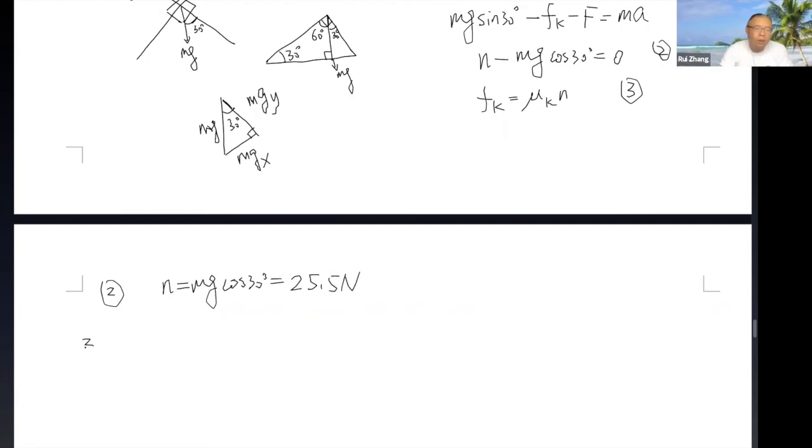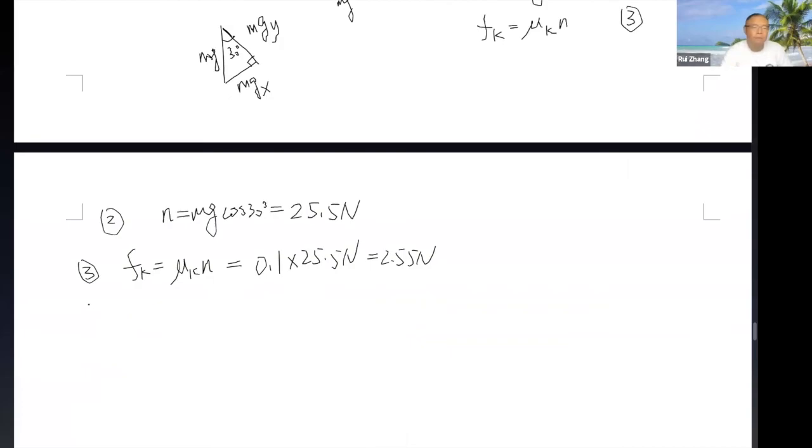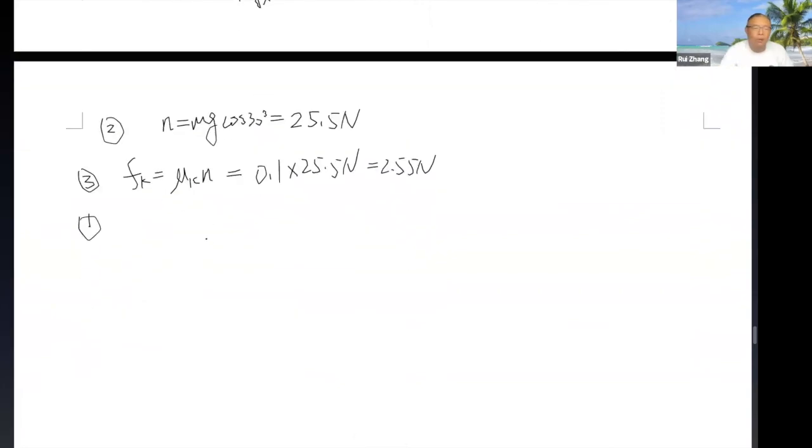And then we go to the third one. We find Fk. Fk equals mu k times n, which is 0.1 times 25.5 Newton. So 2.55 Newton. That's for Fk. And then finally, we go to equation 1 to solve for a. So in this case, a equals mg sine 30 minus F minus Fk divided by m.